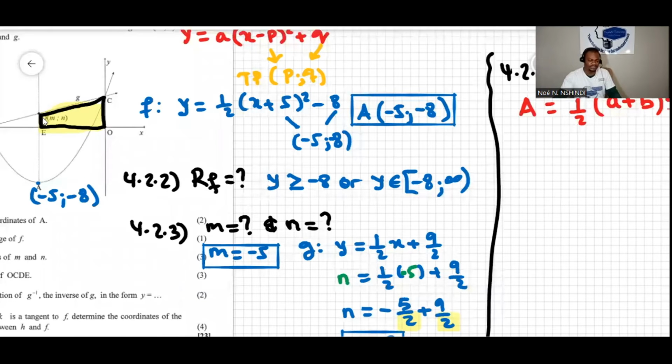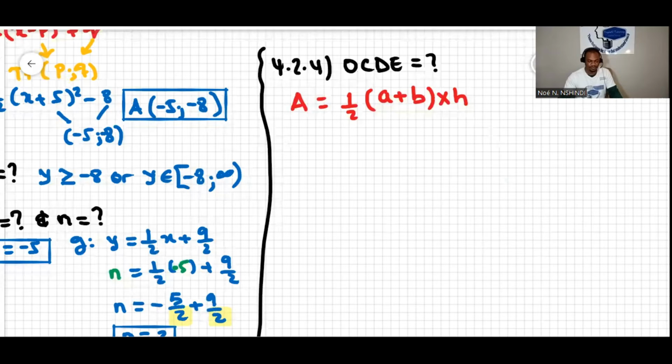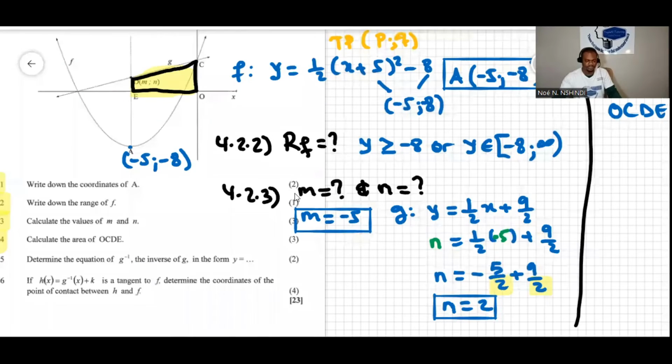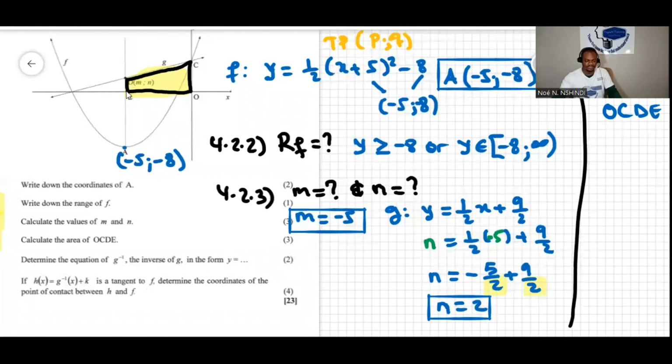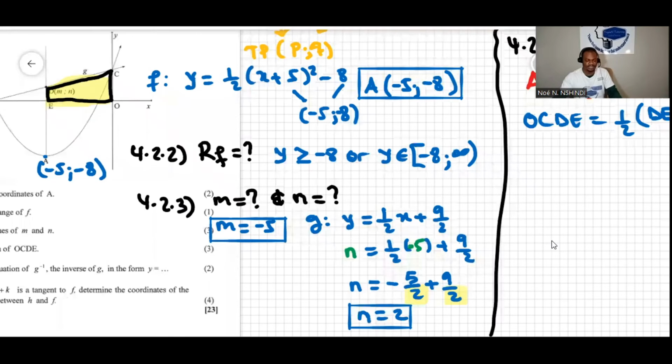So that's DE plus OC. So OCDE will then be 1/2 times DE plus OC, times OE. Am I correct? Double check. Yes, OE is the height, DE, OC. Okay, I'm correct. Then let's now find these lengths.